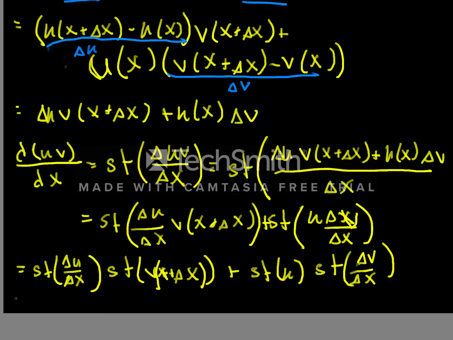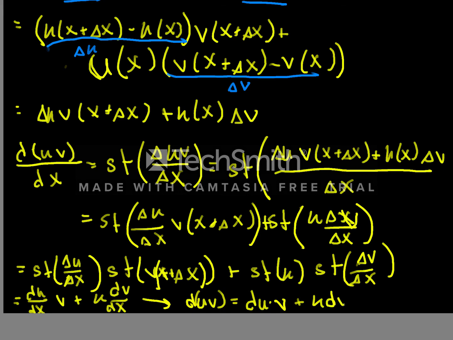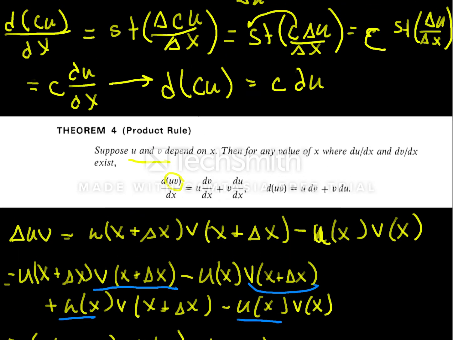So I get that this is equal to du dx times v plus u dv dx, or writing this in our form using differentials, d of uv is equal to du times v plus u times dv. So exactly what we wanted to prove in our statement.